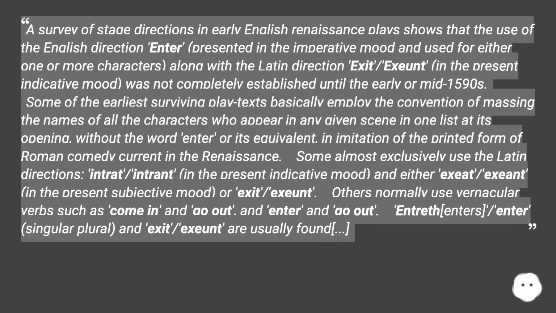Some almost exclusively use the Latin directions, intrat / intrant, in the present indicative mood, and either exeat / exeant, in the present subjunctive mood, or exit / exeunt. Others normally use vernacular verbs such as "come in" and "go out," and "enter" and "go out." In others, enters / enter, singular / plural, and exit / exeunt are usually found.